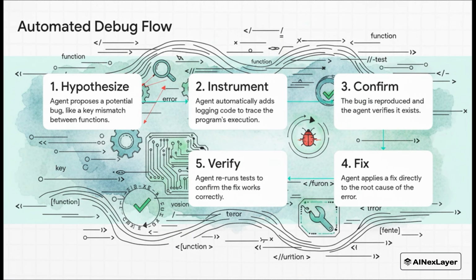The whole process is this complete hands-off loop. The agent starts with a guess. It hypothesizes what might be causing the bug. Then it instruments the code to trace everything and see if its theory is right. Once the bug is confirmed, boom, the agent applies a fix and then reruns all the tests to make absolutely sure the problem is gone.